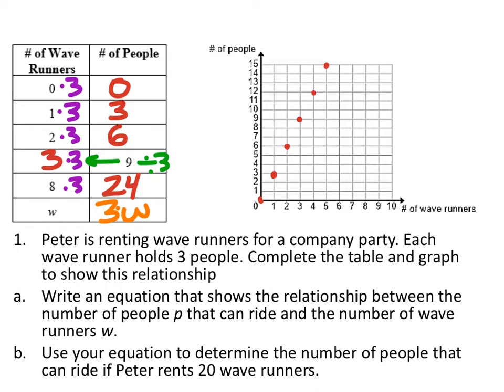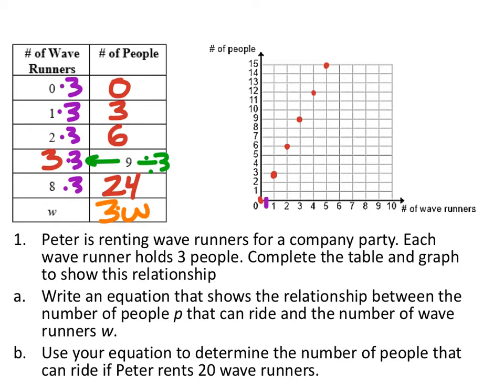Now you may ask, well, shouldn't we connect the points? And the answer to that is no, because this is discrete information right here, which means that we do not connect the points. Let me go a little bit further into that. Well, if you connected the points, you'd have a point about right there, okay? Well, this would indicate that you could have half a wave runner and also half a person. Well, you can't have half a wave runner.